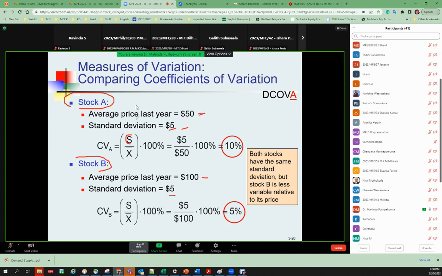If you only consider standard deviation, your conclusion may be that both have the same standard deviation and both are equally scattered around the mean. But the mean is different. Relative to the mean, stock B is less variable relative to its price.